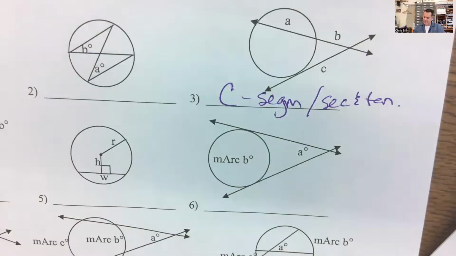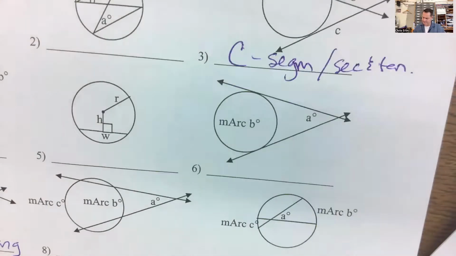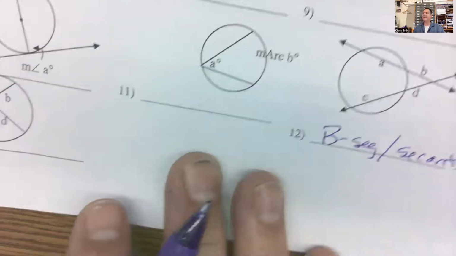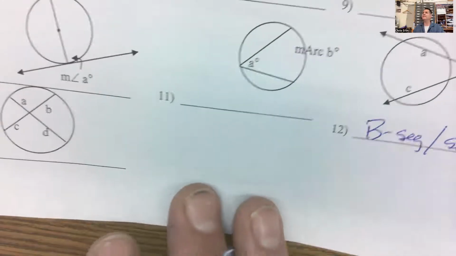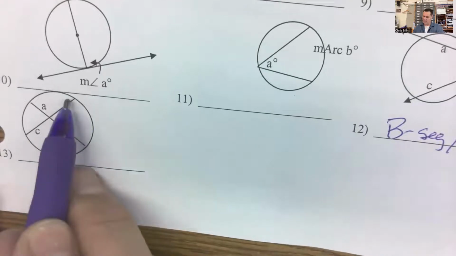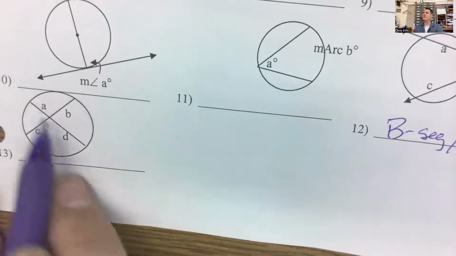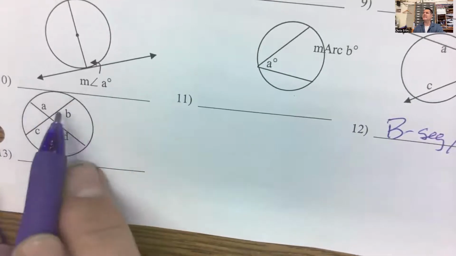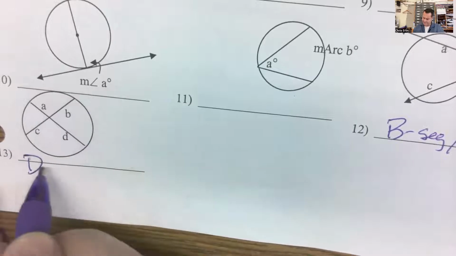D says segments formed by intersecting chords. Where are we seeing that? 13. These are two chords. They stay inside the circle and they produce segments when they cross like this.